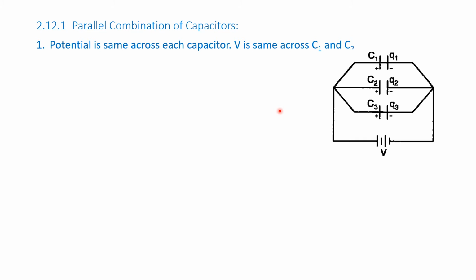One important point for the parallel combination which you have to remember is that the potential is the same across each capacitor. That means the potential here is V. V is the same. If you see one end of the capacitor C1, its potential is V. So, V is common for all three capacitors.